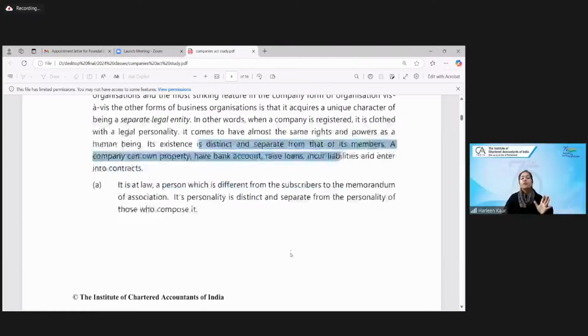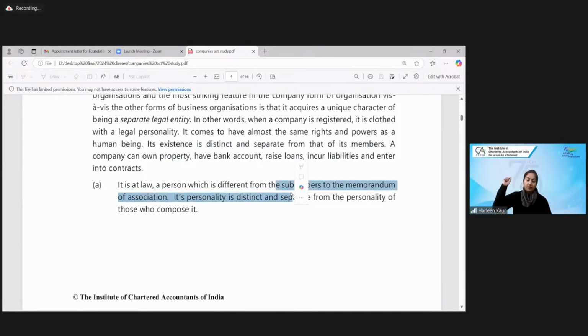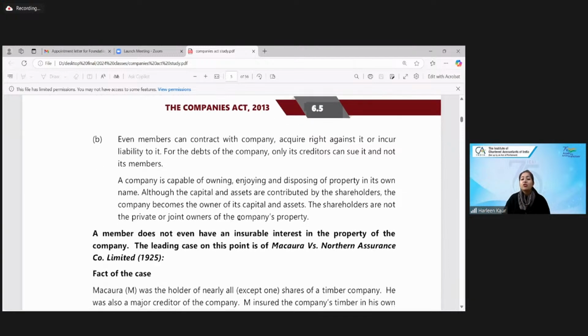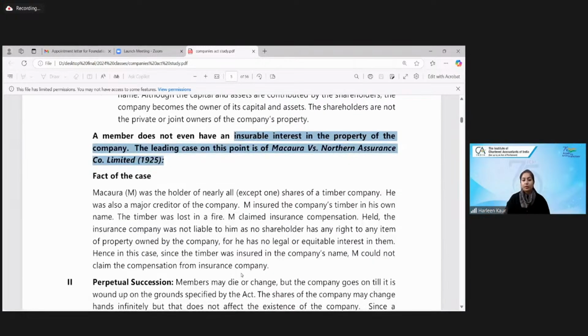So the company is different from the subscribers to the memorandum, means the people who have made it. So I told you A, B, and C went to the registrar to incorporate the company. So they are different and the company is different from its members. Even the members cannot have an insurable interest in the property of the company. Now, this is the case law that we're going to understand.